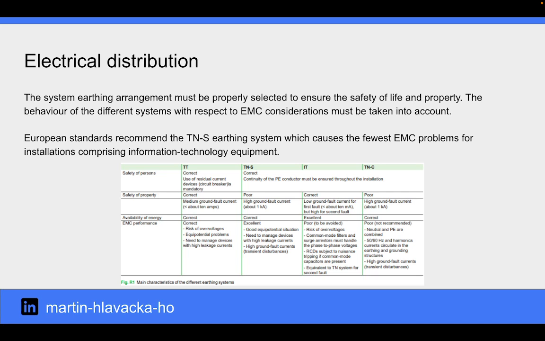The system earthing arrangement must be properly selected to ensure the safety of life and property. The behavior of the different systems concerning EMC considerations must be taken into account. European standards recommend the TNS earthing system, which causes the fewest EMC problems for installations comprising information technology equipment. In the table, you can find the main characteristics of the different earthing systems.